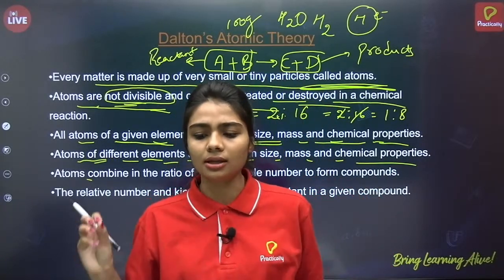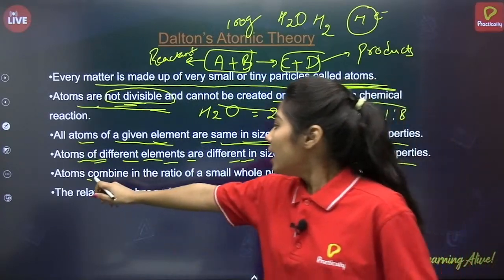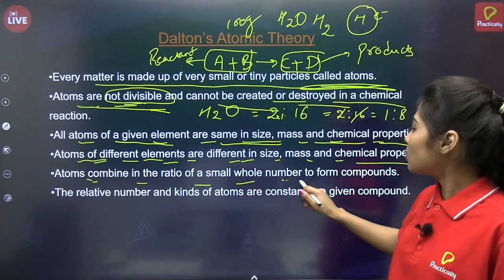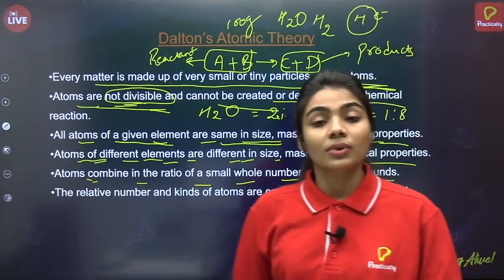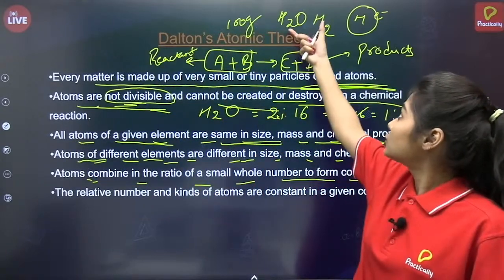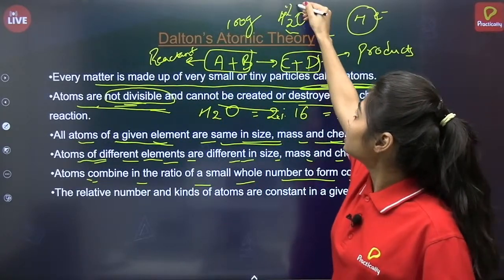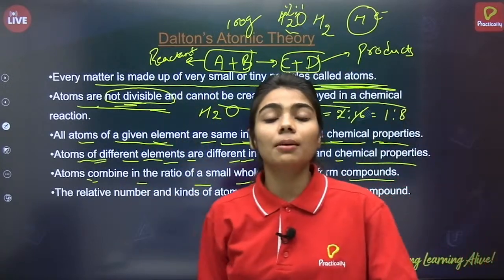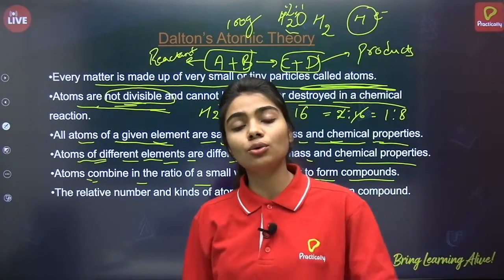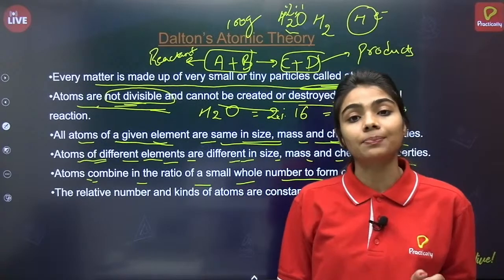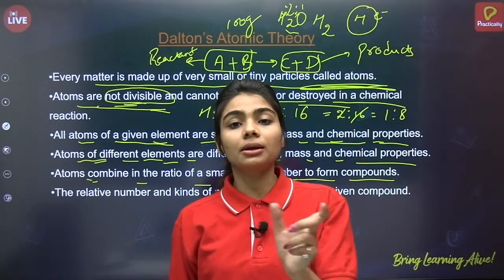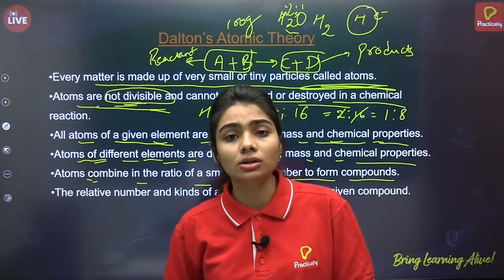This is the main thing they want to tell. Atoms combine in the ratio of small whole numbers to form a compound. In the same way here, if you see water, 2:1 is the combining ratio for water. There are 2 hydrogen atoms and 1 oxygen atom. So water is formed by combining hydrogen and oxygen.